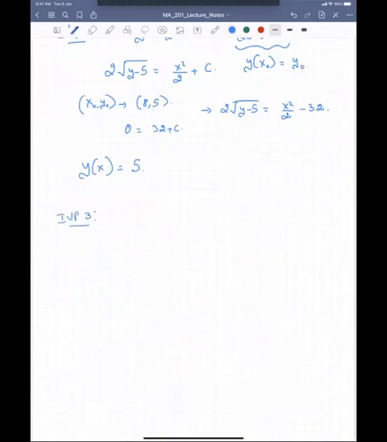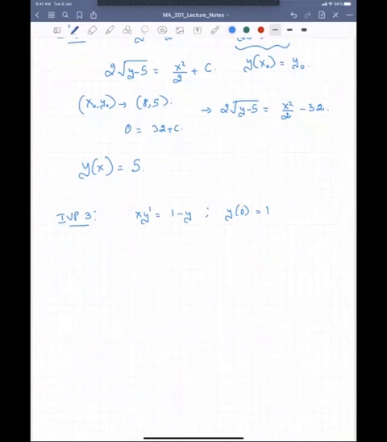Let me take the example of, let us say, again, a very simple example. This is from your book. This equals 1 minus y. And the initial condition is y of 0 equals 1.